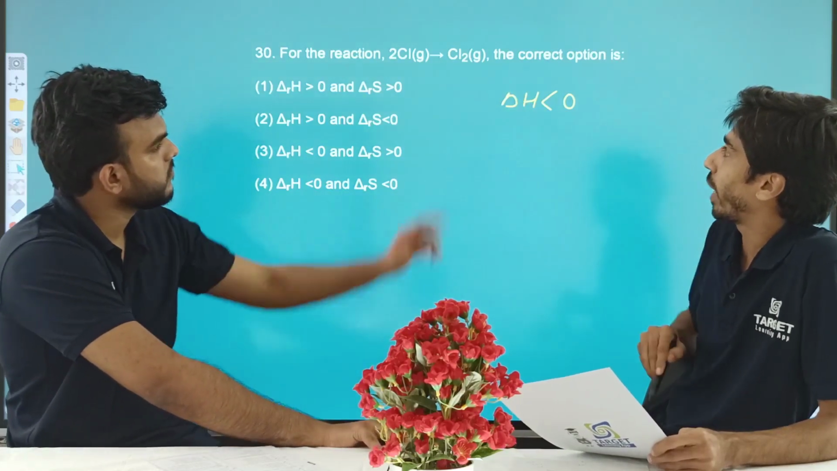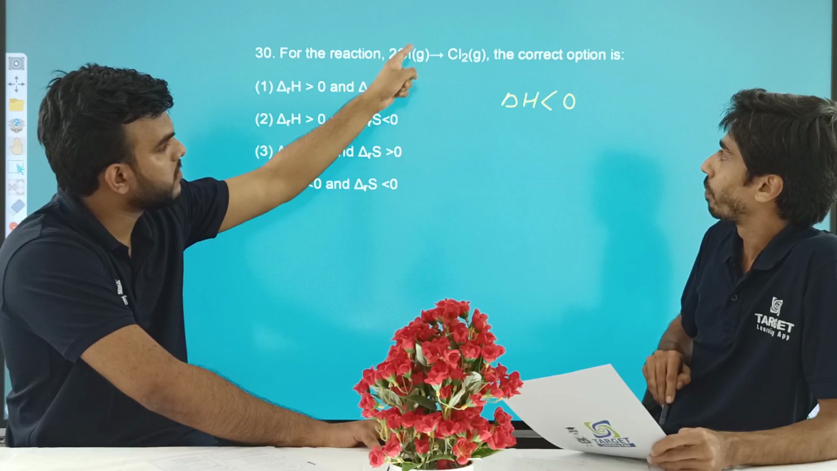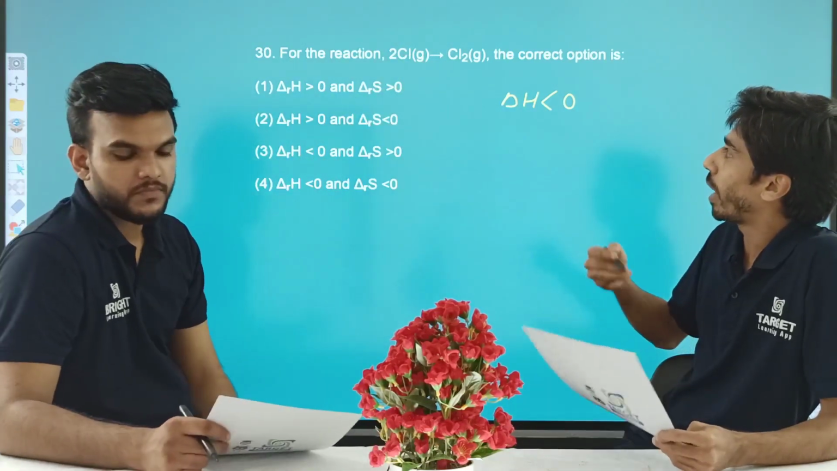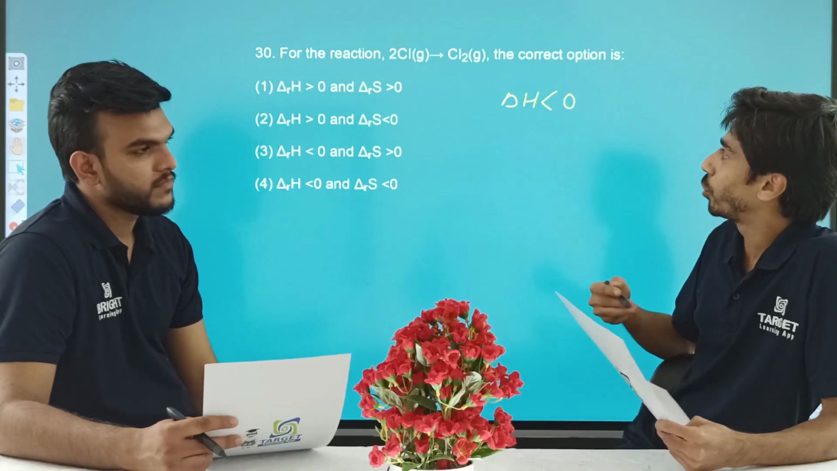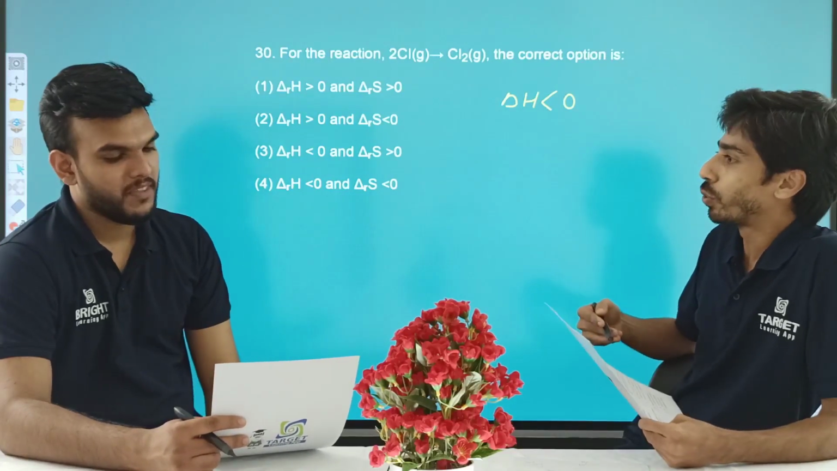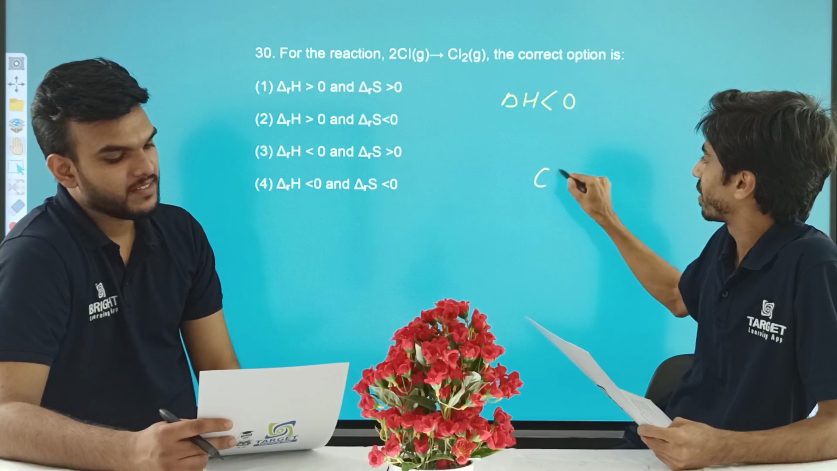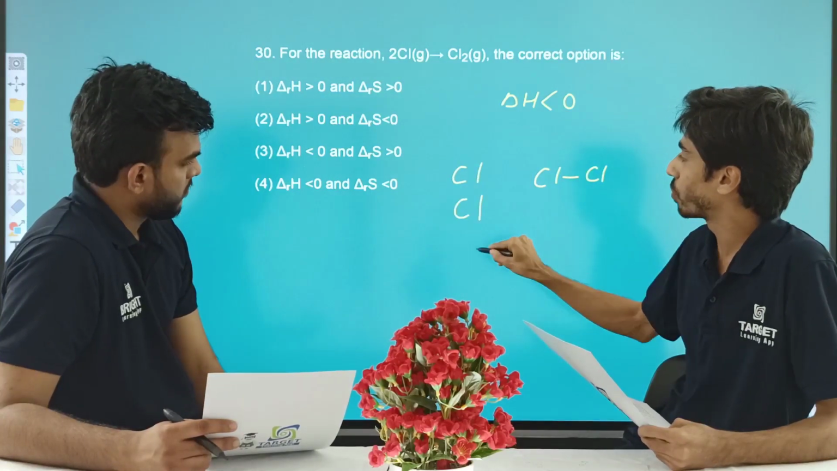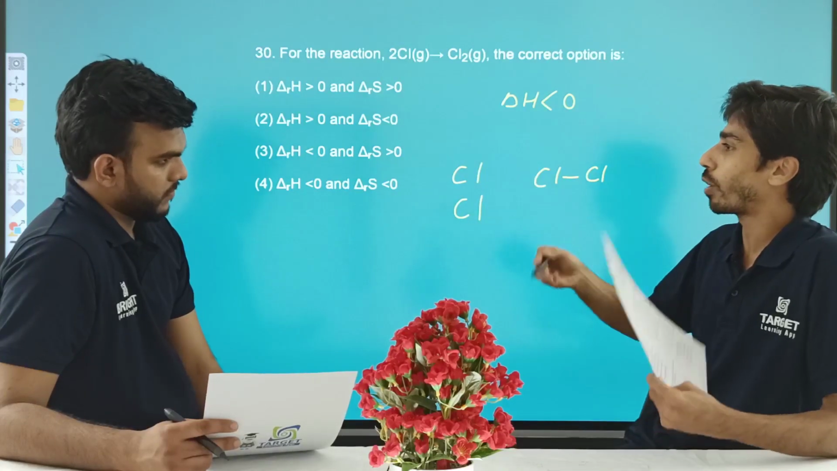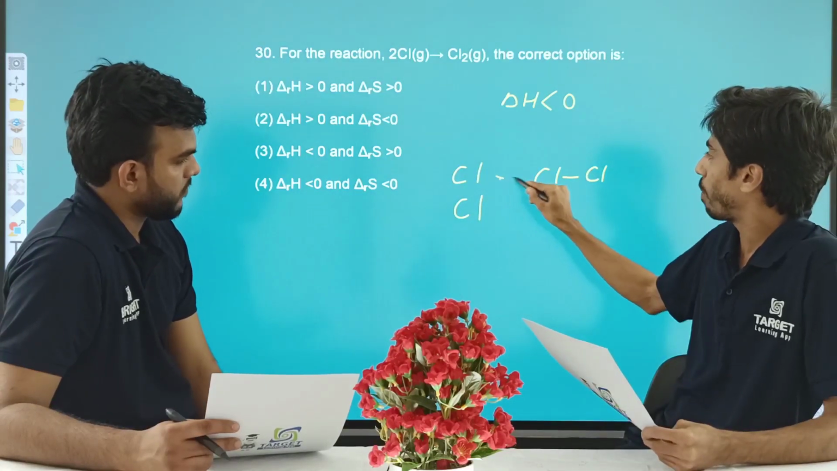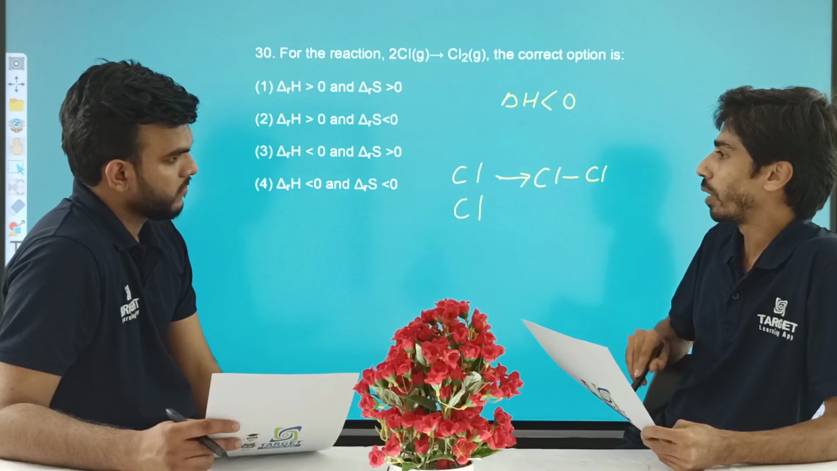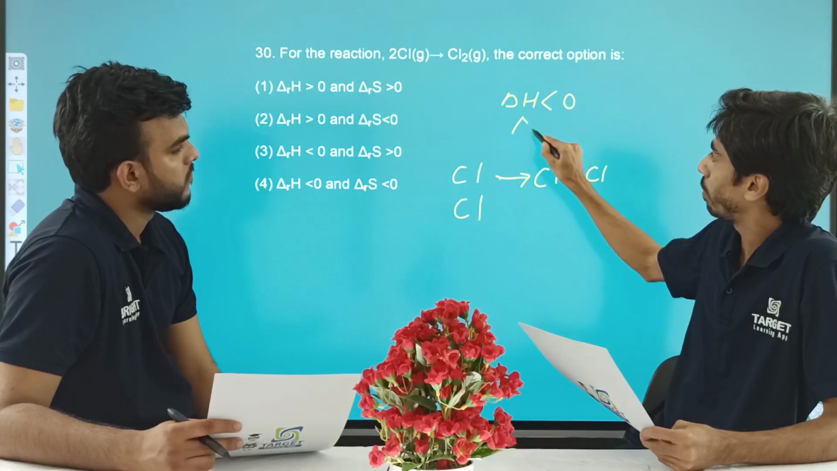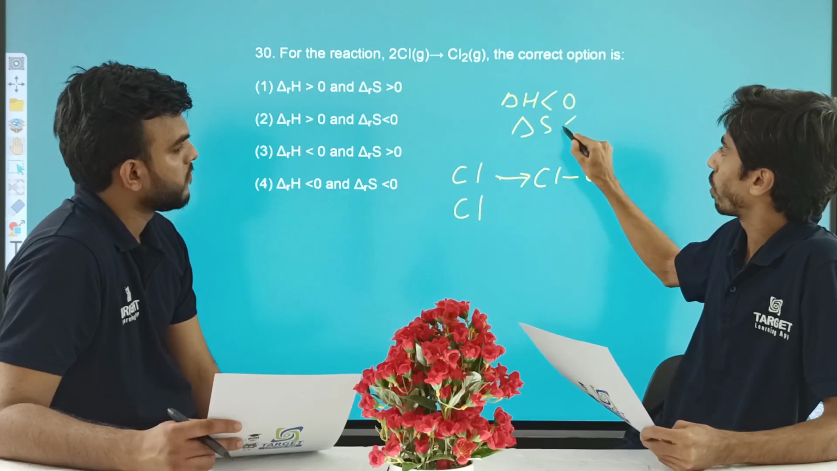Then if you go for the entropy, the atom is converted into a molecule. Cl, the atom, will have more entropy than Cl2. Cl2 is something restricted, Cl single bond Cl. But with Cl we have 2 chlorine atoms, so they are free to move and don't have any restrictions. But when they combine to form a single molecule, the entropy will decrease. When entropy decreases, that means delta S will be negative, or less than 0.